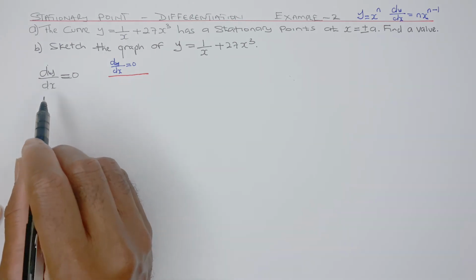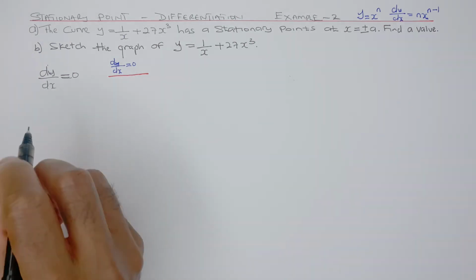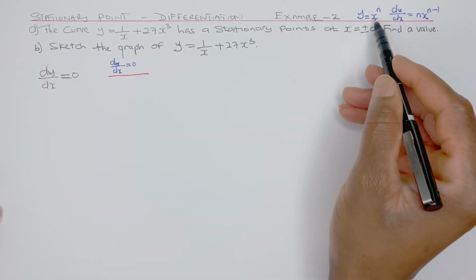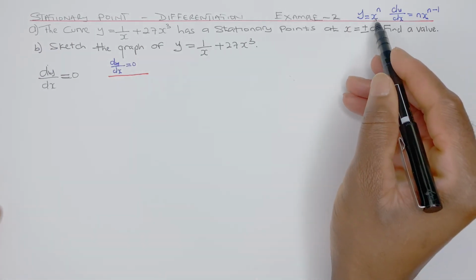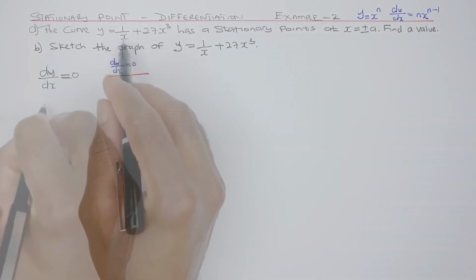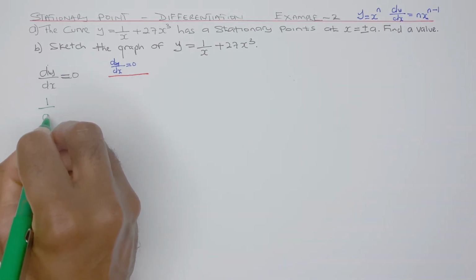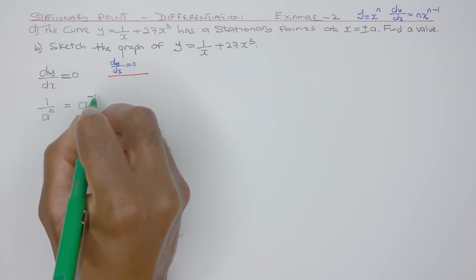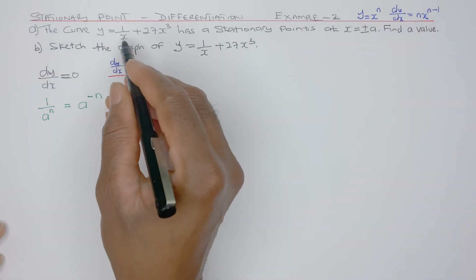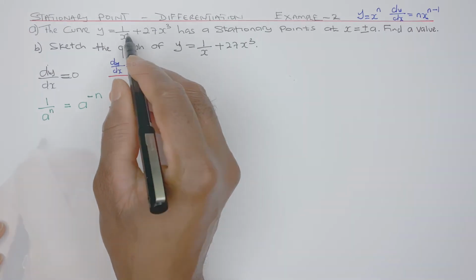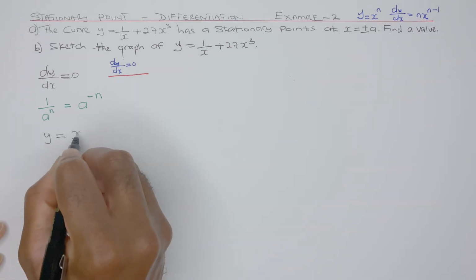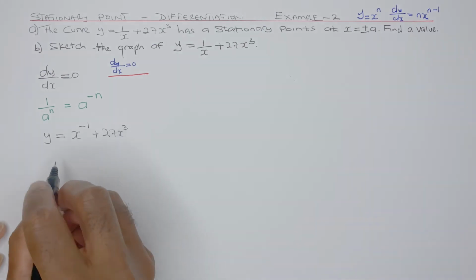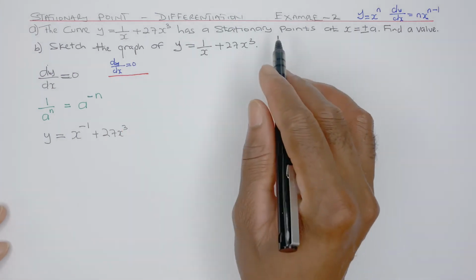But let's find the value of x at dy/dx equals 0. We have to make sure that the function y is in the right format. 1 over x is not in the same format as x to the power of n, so we have to convert it. In indices, 1 over a to the power of n is equal to a to the power minus n. So in this case, a is x, n is 1, and then y equals x to the power minus 1 plus 27x cubed.